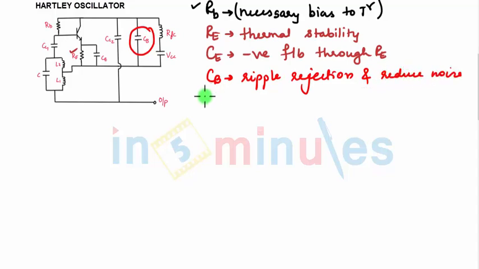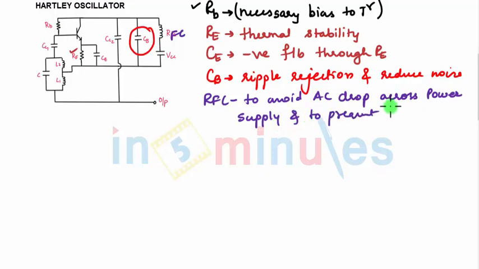Then you have RFC, that is radio frequency choke coil. It is used to avoid AC drop across the power supply and to prevent loading at the feedback network. So these are the functions of the power supply and capacitors, why they are connected in the circuit. These are the functions for the same.